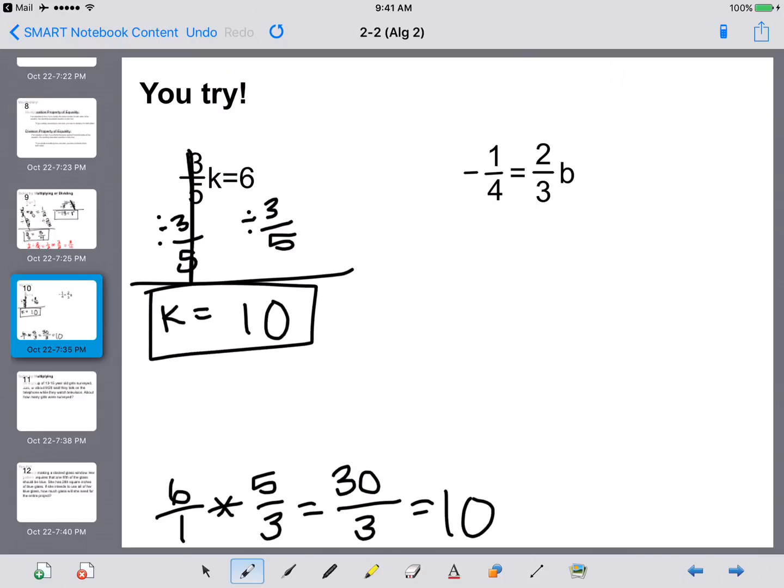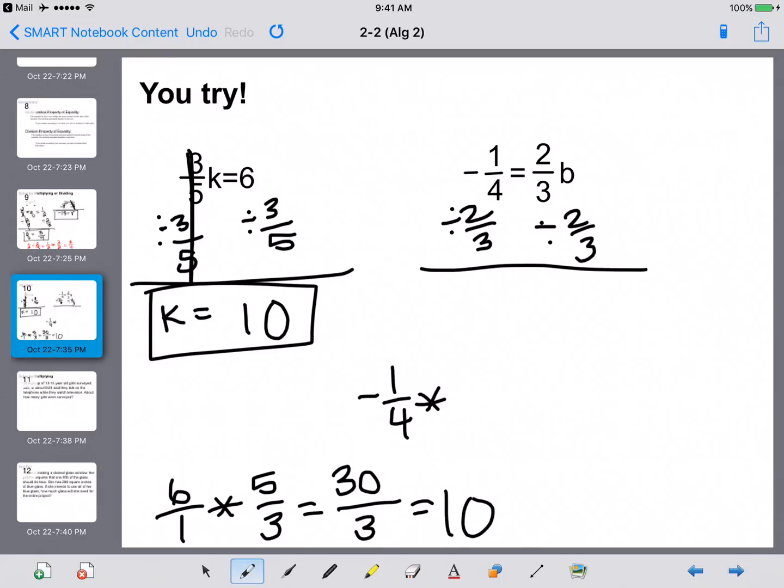Now negative 1/4 equals 2/3 b. We need to get b all by itself. It has a times 2/3 connected to it, so we're going to divide by 2/3. What you do to one side, you do to the other. So we have negative 1/4. Switching and flipping to 3 over 2.